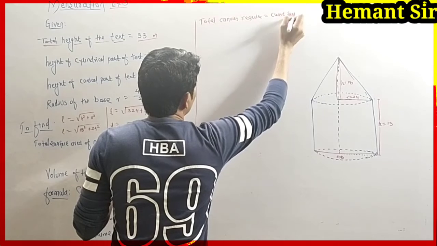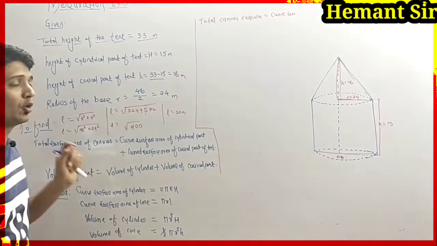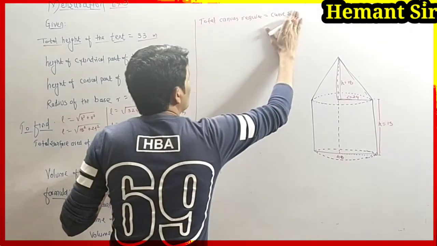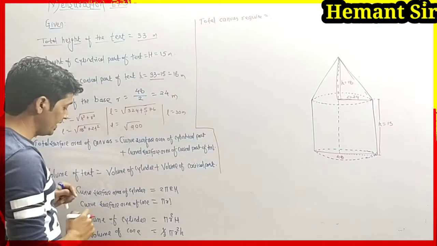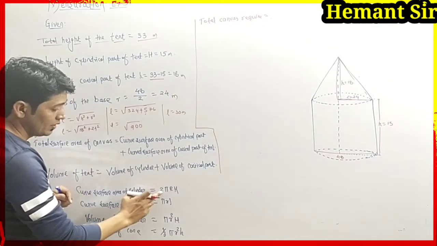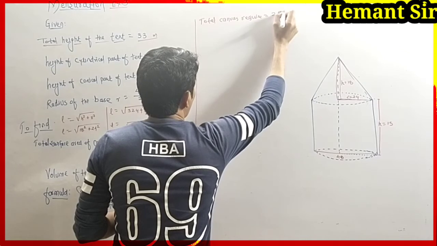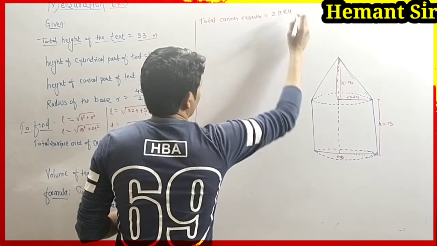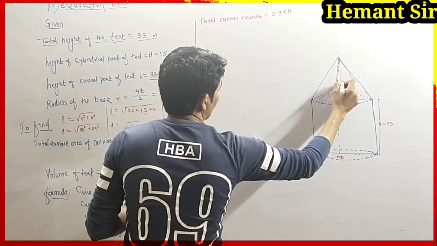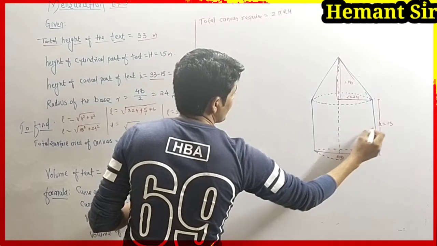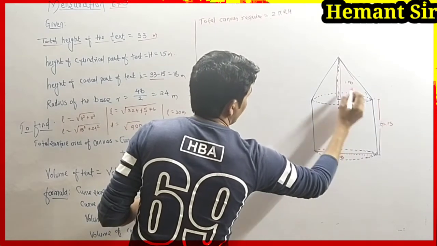Curve, or directly we are writing the formula. So what is the curved surface area of the cylinder? It is 2 pi R H. So it is H, the cylindrical part. It is capital H, and it is small h.